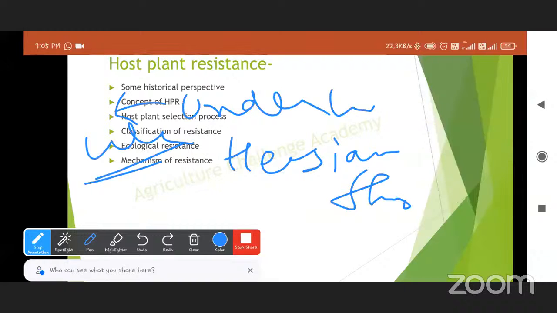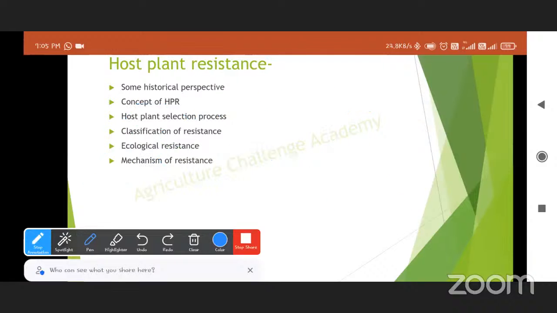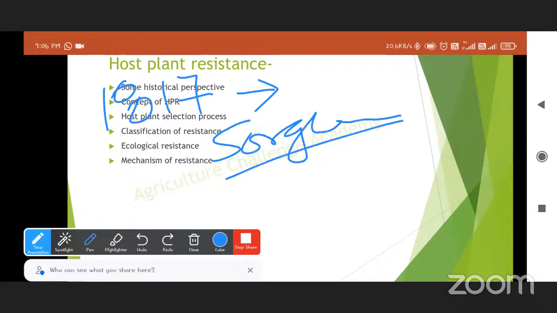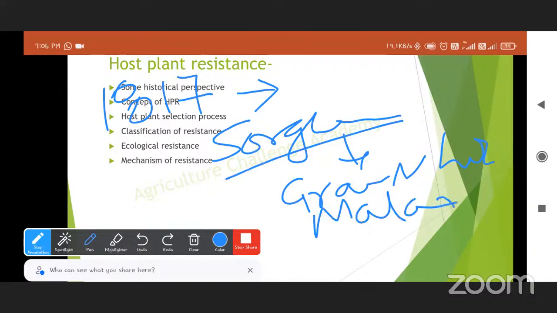First documented record means it is in the documents, mentioned in some research papers. That happened in 1782. The next historical mark is 1817. In this year, sorghum was reported to be resistant towards grasshopper, Melanoplus species.